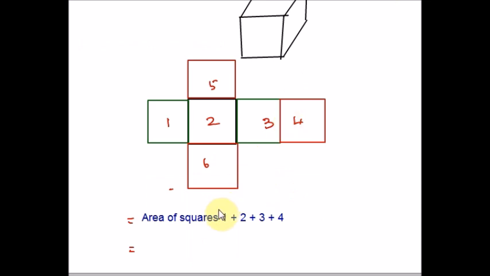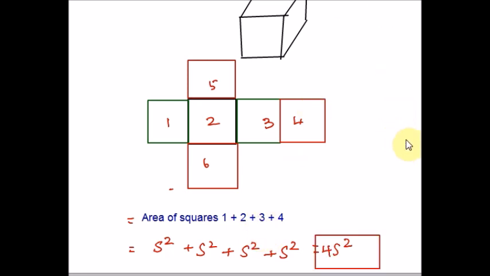square area formula is S square. So do the same thing for squares 1, 2, 3 and 4, which is nothing but S square added 4 times, which is equal to 4S square. Therefore the lateral surface area of a cube is 4S square. Hope you're clear with this one.